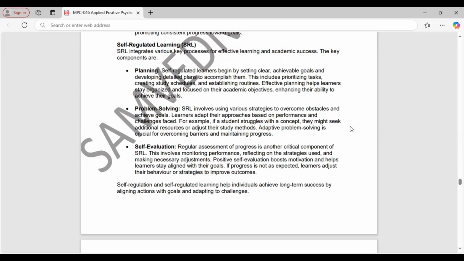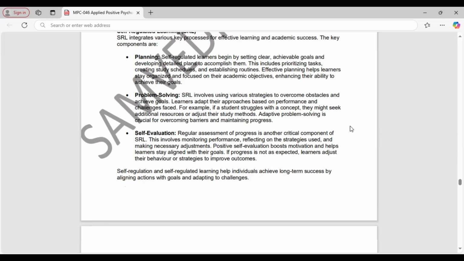Problem solving. SRL involves using strategies to overcome obstacles and achieve goals, with learners adapting their approaches based on performance. For instance, if a student struggles with a concept, they might seek additional resources or adjust study methods. Self-evaluation, regularly assessing progress, is crucial for SRL. This involves monitoring performance and reflecting on strategies, allowing learners to adjust behavior to improve outcomes. Self-regulation and self-regulated learning enable individuals to align their actions with goals and adapt to changes, fostering long-term success.